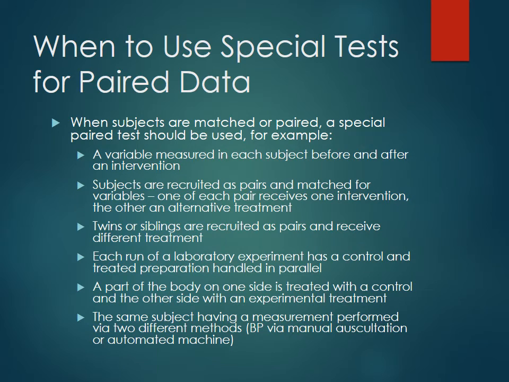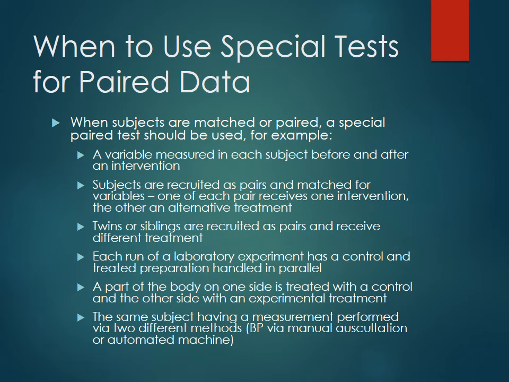So there are other examples of where you can use a paired t-test, some things that might not be quite as intuitive. As we mentioned, a variable measured in each subject before and after an intervention. So you did a pre and post in the same sample or the same patient. That would be an example where a paired t-test would be used. Again, if subjects are recruited as pairs or matched for variables, and one receives the intervention and one receives an alternative treatment, that would be another example. Twins or siblings, as we mentioned. If you had a laboratory experiment with a control and a treated preparation that you're handling in parallel, that's another good one.